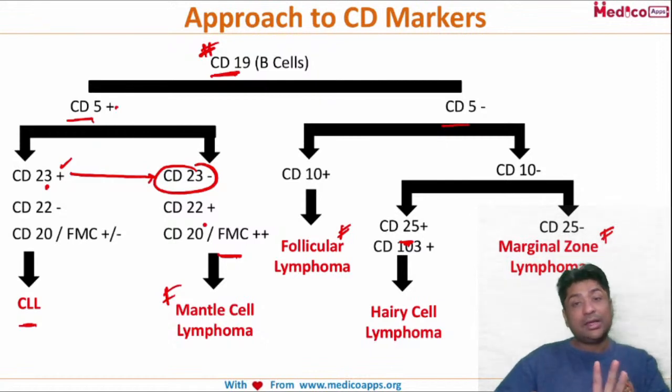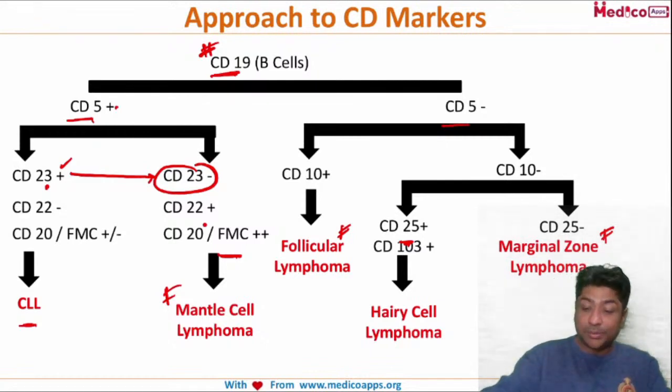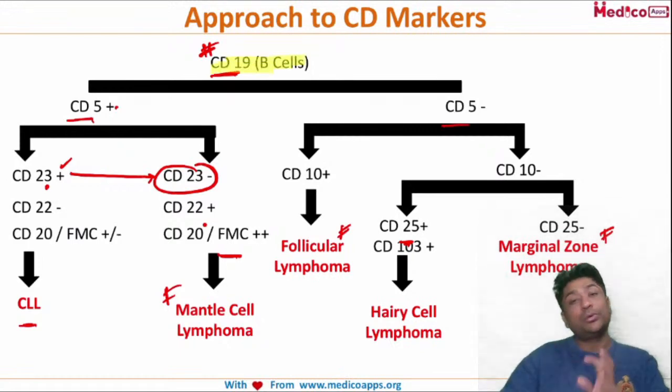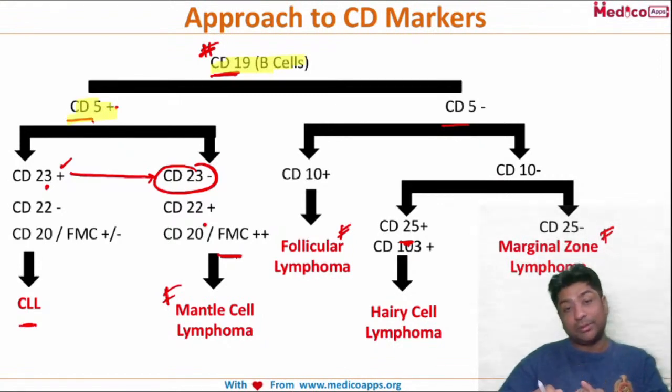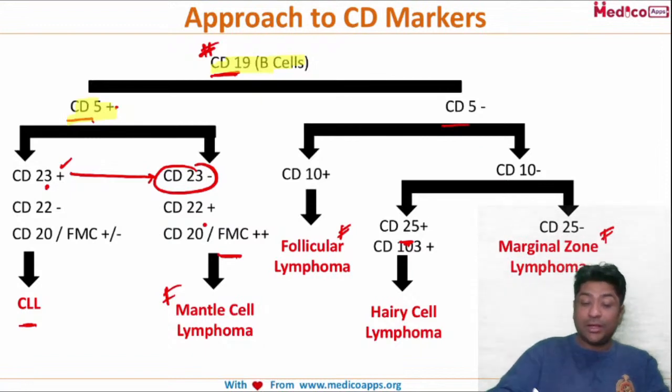It's a very simple algorithm, very simple diagram. Again, I'll explain it to you. So first is you will look at CD19. So CD19 tells you that you are looking at a B cell malignancy. Then you will look at CD5. If CD5 is present, then there is only two possibilities, either CLL or mantle cell lymphoma. You quickly look at CD23. If CD23 is present, it is CLL. If CD23 is negative, it is mantle cell lymphoma.